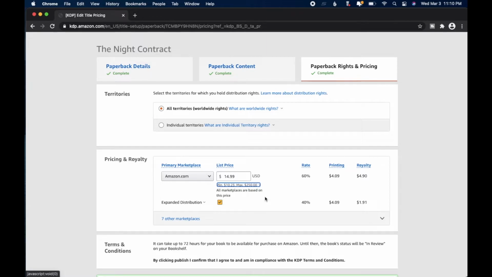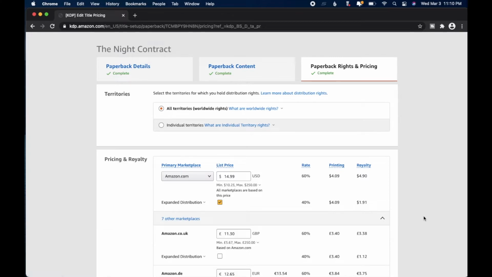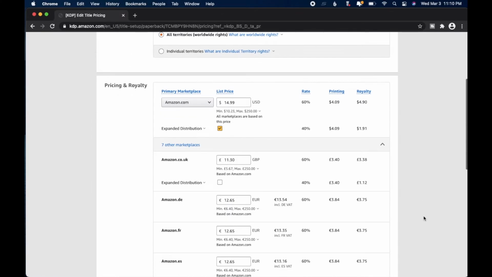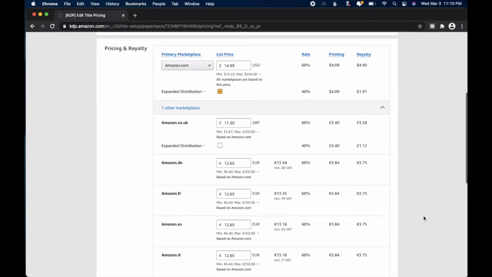So basically this would be their structure, and then there is an option for expanded distribution. An expanded distribution would be in other marketplaces.